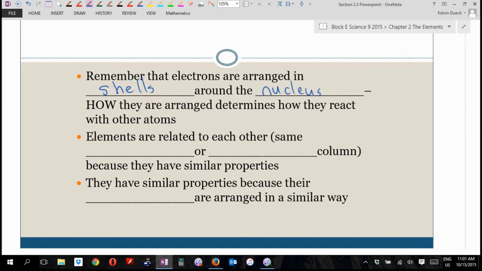It turns out elements are related to each other if they're in the same family or vertical column, if they have similar properties. The reason everything is in the first column is those atoms have similar properties. And the reason they have similar properties, the reason all the alkali metals have similar properties, the reason all the alkaline metals have similar properties, the reason all the noble gases have similar properties is because their electrons are arranged in a similar way.